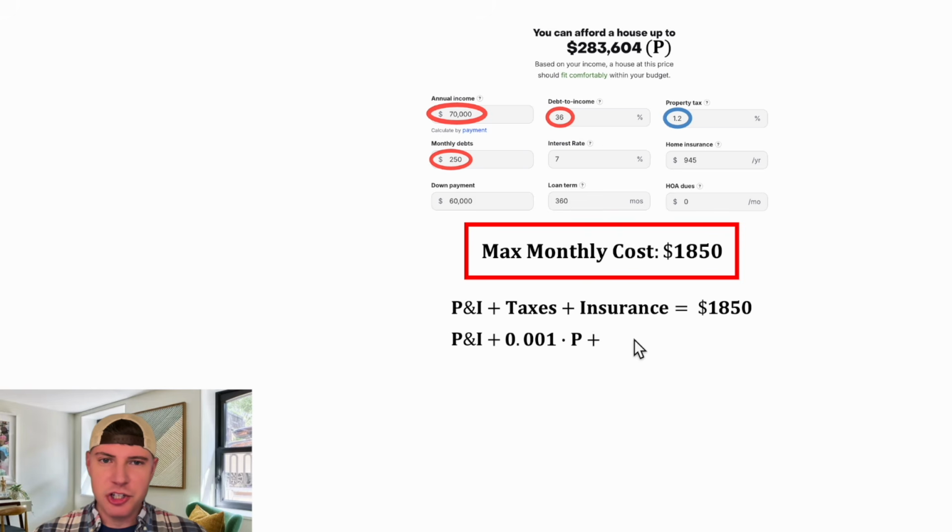And then to do the insurance, we're going to use this number. That's annual. 945 is for the whole year. So we're going to end up dividing that by 12. And that is equal to $78.75. I feel like this should also be variable on the price of the house, but it's not. You just put in a flat dollar amount. That's kind of weird. Wouldn't a more expensive house have higher insurance? I'm not sure how I feel about that.